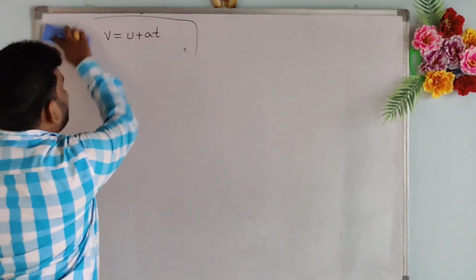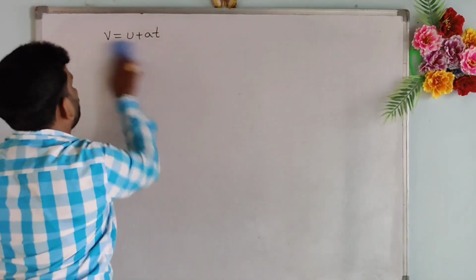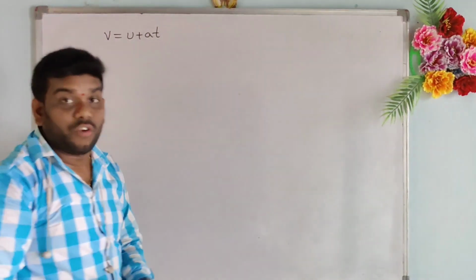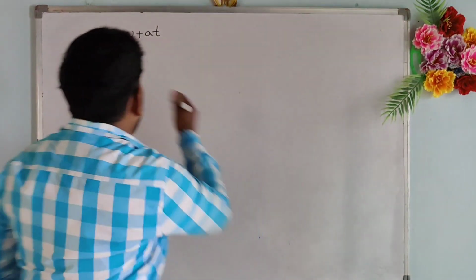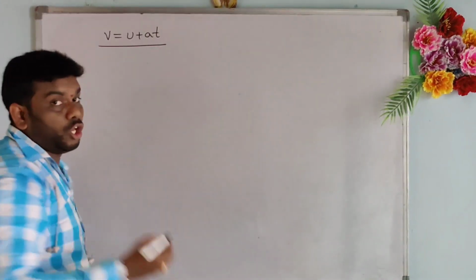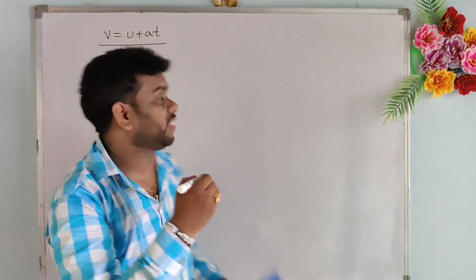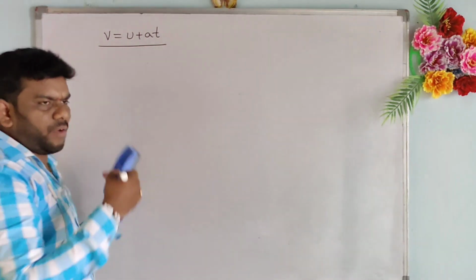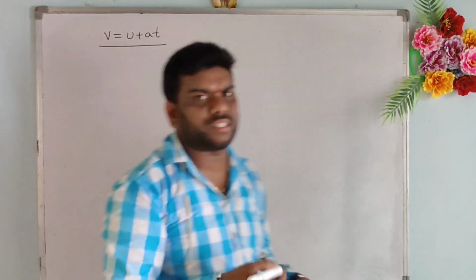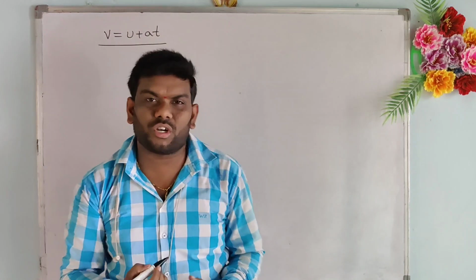What is the first equation? V is equal to U plus AT. It is very important. Here V is called final velocity, U is initial velocity, A is acceleration, and T is time. What is the derivation of V is equal to U plus AT? How do we derive it?